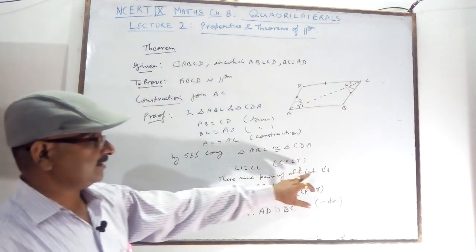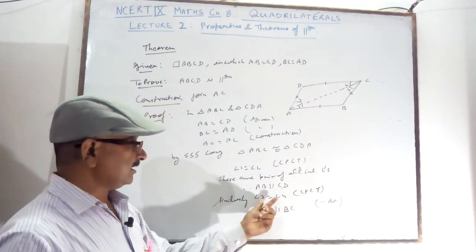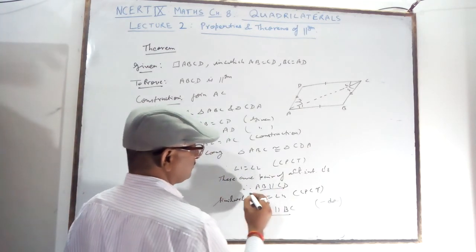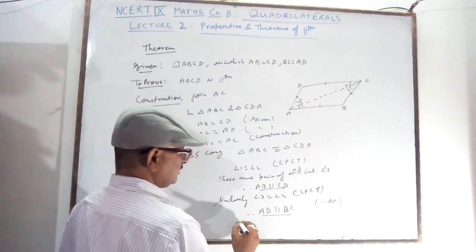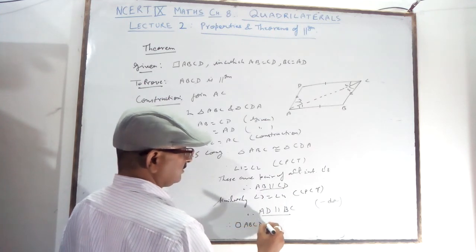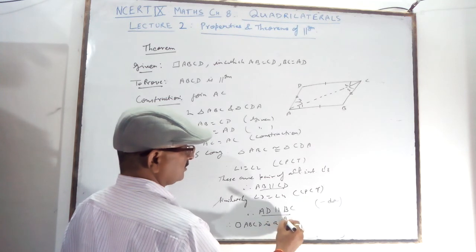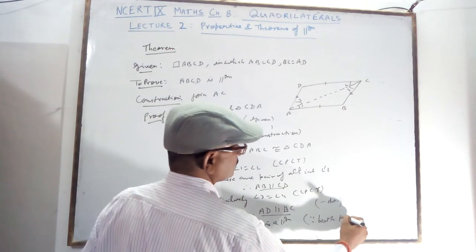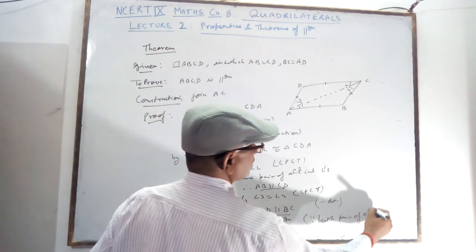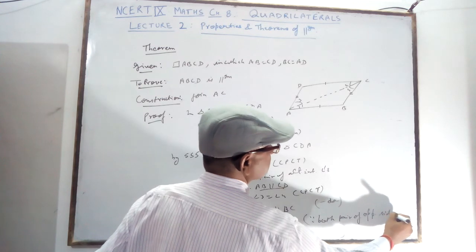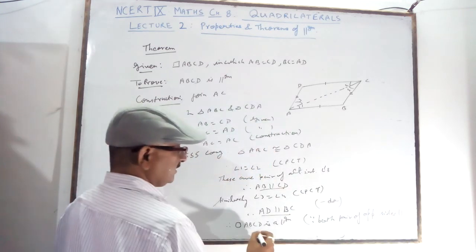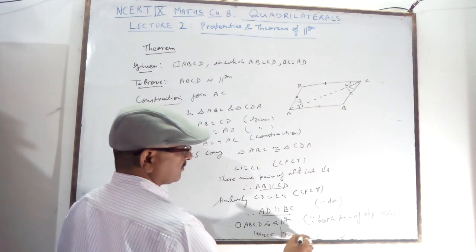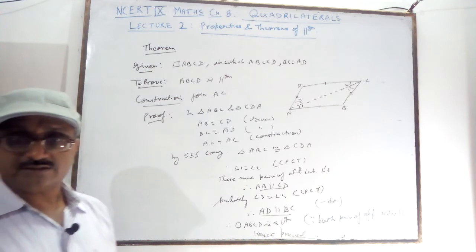If the pair of alternate interior angles are equal, then the lines are also parallel, and you are getting these two things. By these two, therefore quadrilateral ABCD is a parallelogram. Why? Because both pairs of opposite sides are parallel. That's why you will get hence proved.